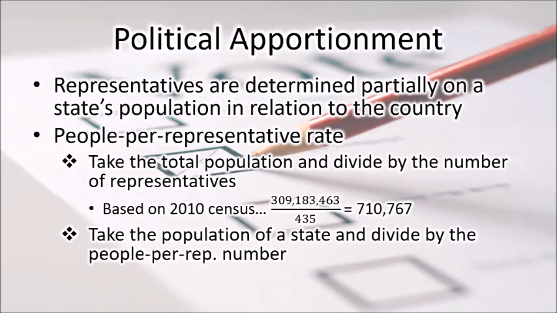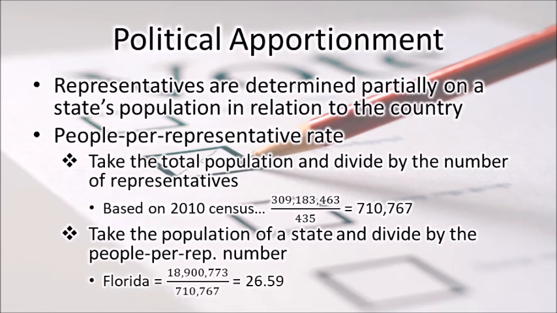to be correct. So what we do is we take the population per state and we divide by the people per representative rate, that number. So for instance, in Florida in 2010, we had almost 19 million people in the state of Florida. Out of those 19 million people, we would need to then divide by the 710,000 number, the people per representative rate. And when we do that, we get 26.59.